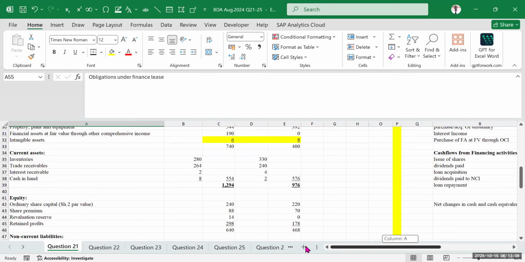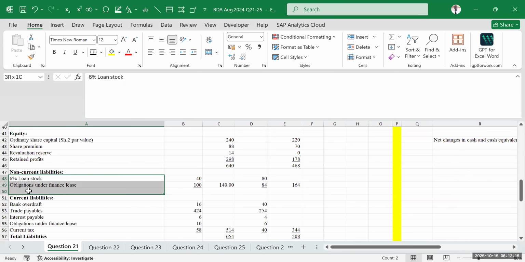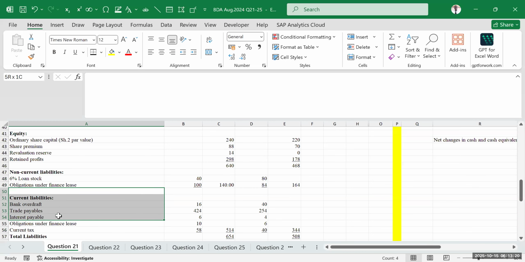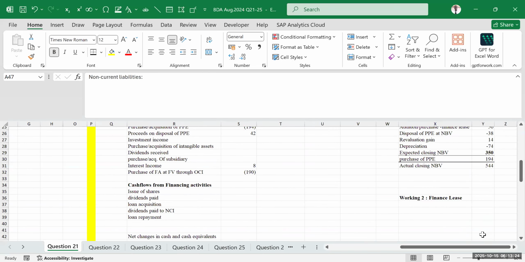I want you to borrow the knowledge of deferred tax and current tax. The treatment is the same. I told you about deferred tax: if deferred tax is there, it will fall under non-current liability. And again, current tax under current liability. The treatment is the same. So let us borrow that concept and do this lease thing.